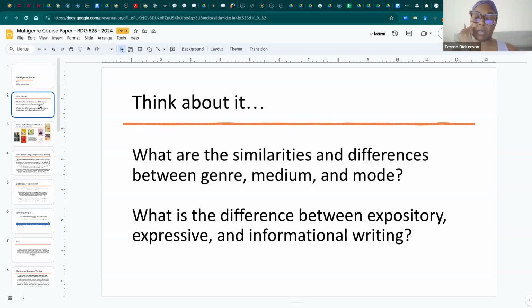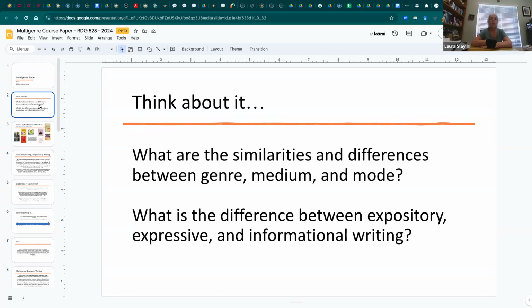Let me think more. They both require some type of craft, writer's craft, to make the point clear. They both have to go through a process. You still have to do editing, revising, and so forth with both. That's all I can think of right off the top of my head right now.